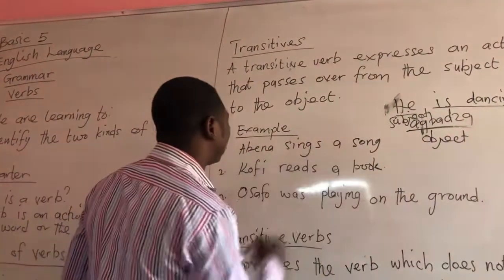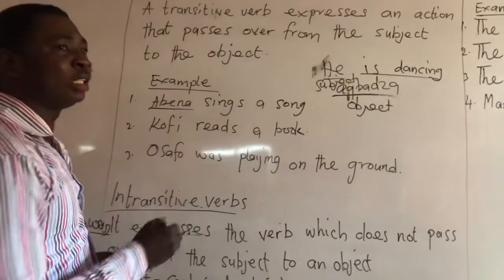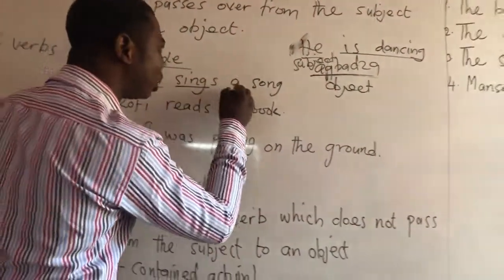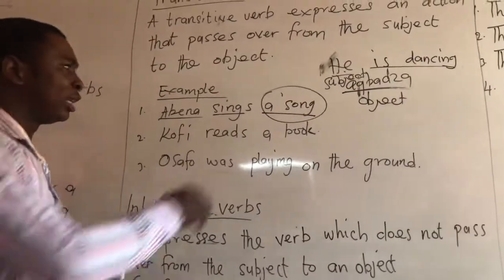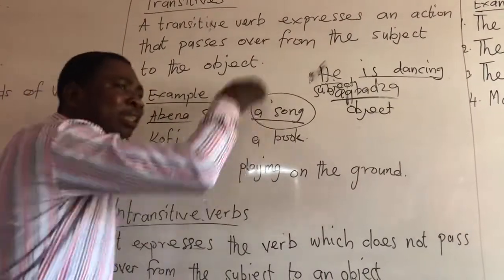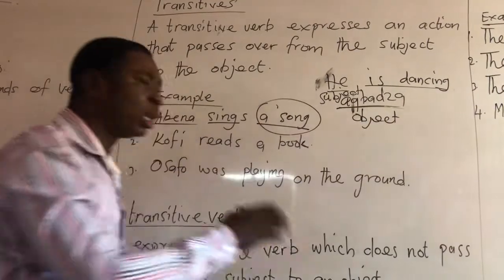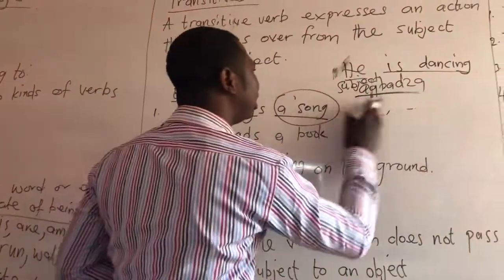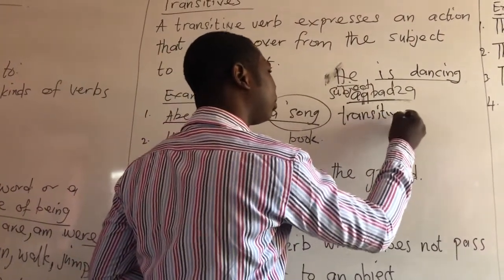Abena sings a song. Abena is the subject, and sings is the verb. This verb is transitive because the action is happening to something. Abena is doing the action, and the action is happening to something. Then we say that the verb there is a transitive verb.